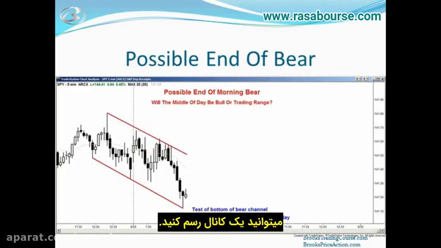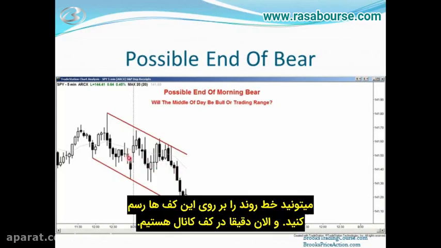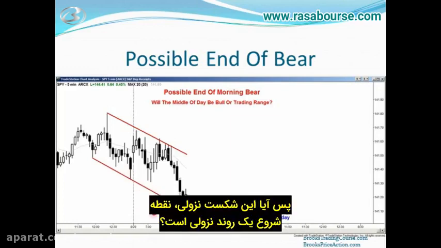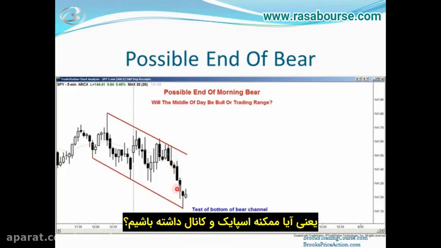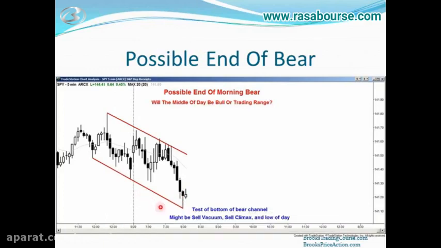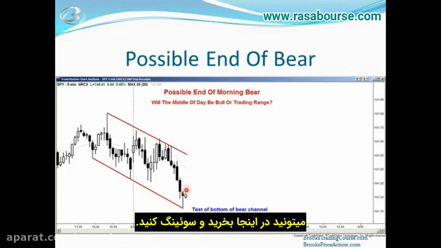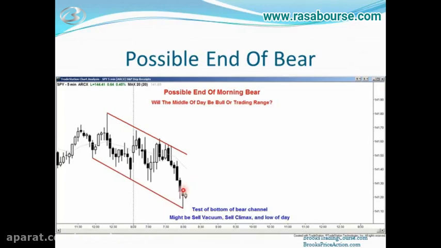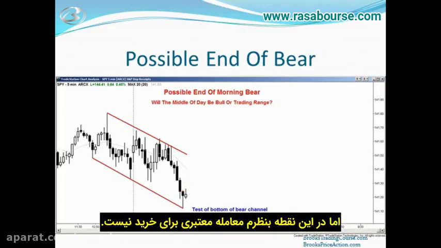Okay, but you can draw a channel across these 2 lows, and we're right at the bottom of the channel. So is this breakout the start of a strong bear trend, like a spike and channel, or is it simply a sell vacuum test of the bottom of the channel? And we don't know at this point. So it might be the low of the day. Not a good looking signal bar. You could take it for a swing long, but right now I think it's really not a reliable buy.